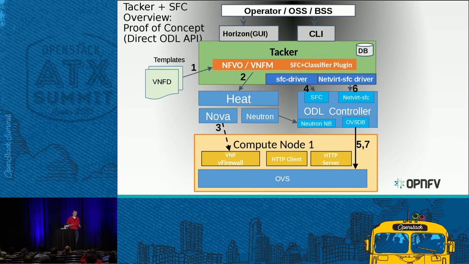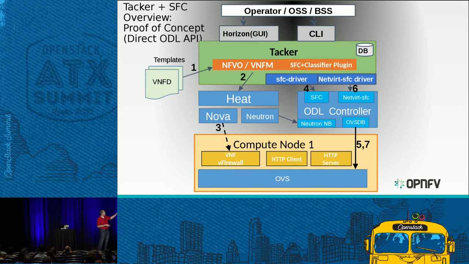And so this is just an architectural overview of what we just talked about. The numbers there correspond to those different pieces of the workflow on the previous slide. You can see up at the top, there's Tacker on the left-hand side. It has its VNF manager extension. On the right-hand side is the service function chain and classifier extension and plugin. It's using its own database. It has its own drivers to talk to SFC and NetVirt SFC.